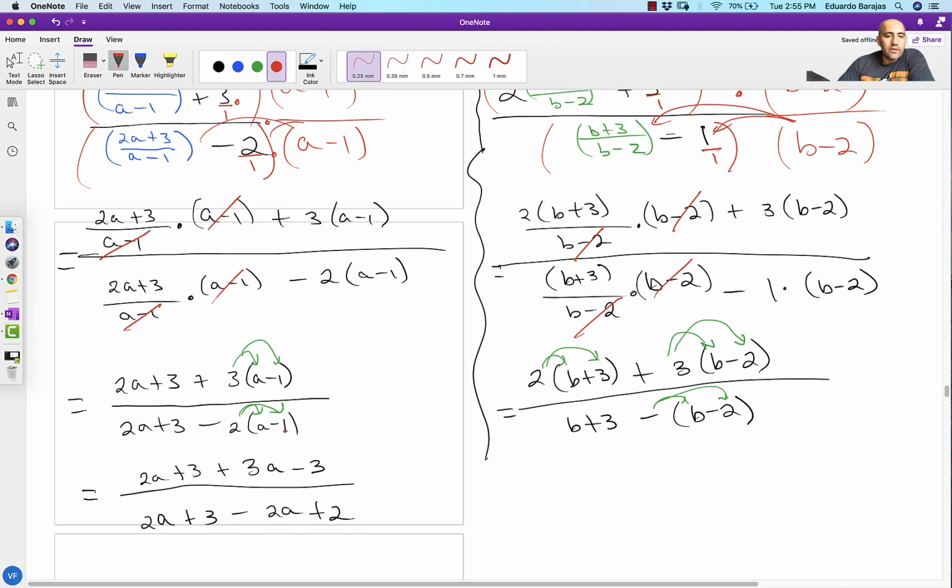Okay, and so now plus 3a minus 3a reduce, and I end up with 5a. And then plus 2a minus 2a cancel, and I end up with 5. So this ends up with 5a over 5. The 5's cancel, so I get exactly what I wanted. I get my a.